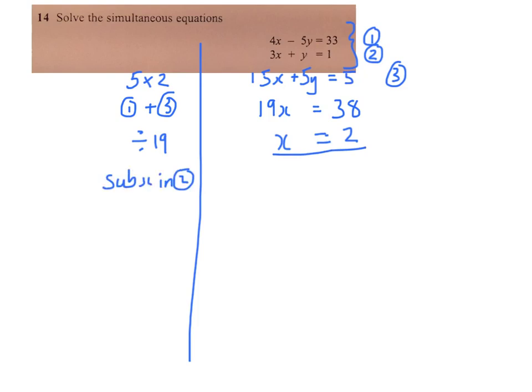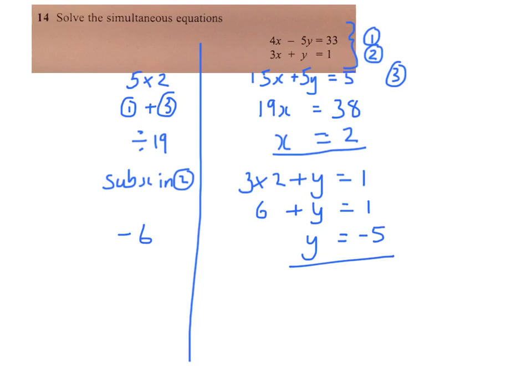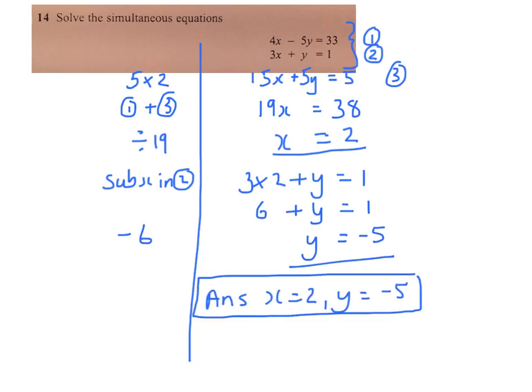If I substitute this value into the original equation 2, I see that 6 plus y is equal to 1. If I subtract 6 from both sides of that equation, I've now got y is equal to minus 5. Don't forget to make your answer nice and clear on the page. Ideally, put it in a big box at the bottom so we can see what's going on.